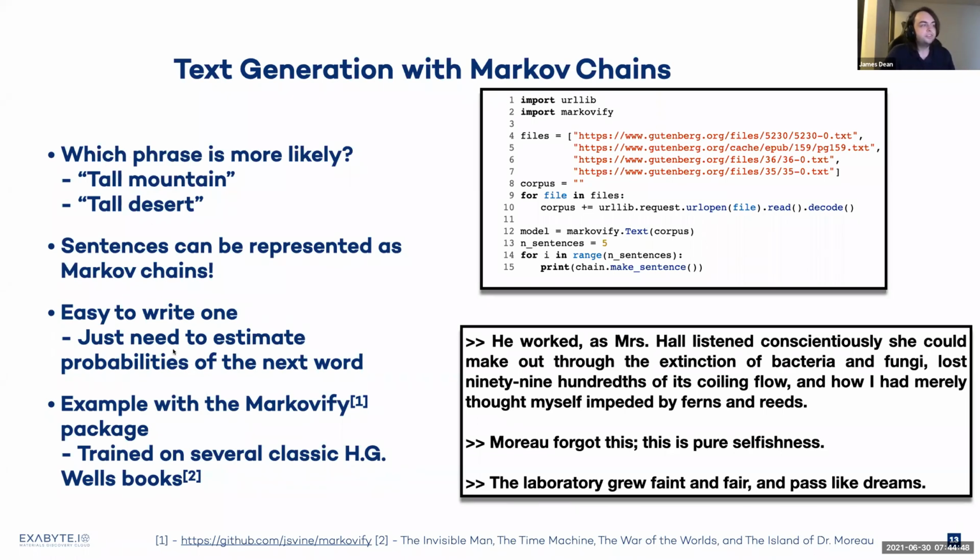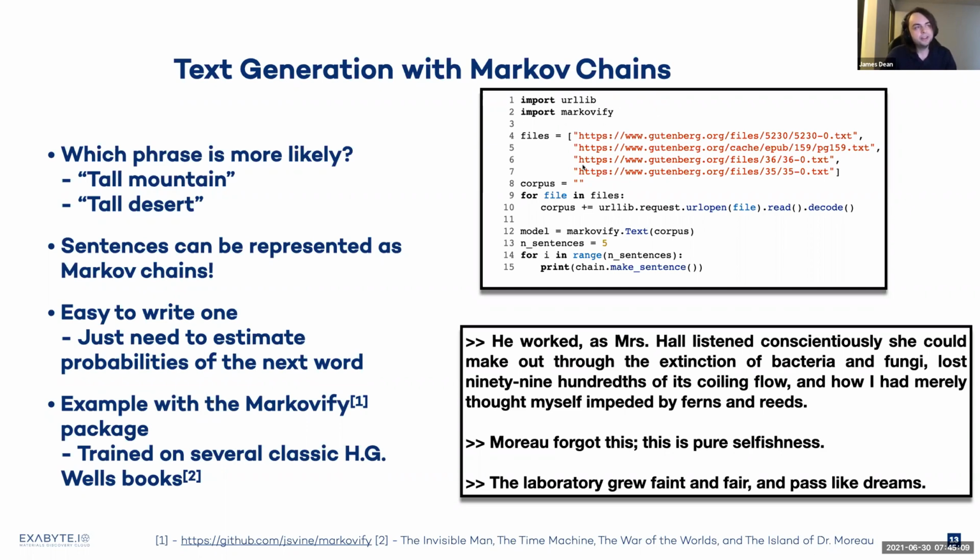And it's actually fairly easy to write one. All that we need to do is get a corpus of text and get a bunch of probabilities for going from one word to the next. It is something that we could write in an afternoon, but as is the case with everything else in Python, there's actually a package that someone has already written to do this for us called Markovify.